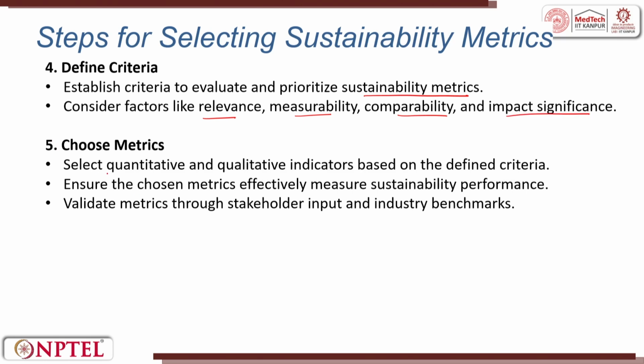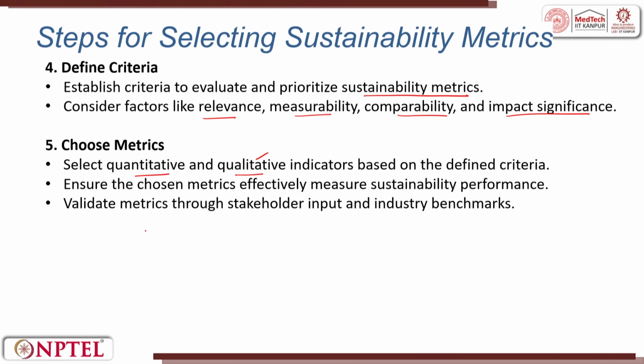Then we have to choose the metrics. Select quantitative and qualitative indicators based on the defined criteria. Quantitative means we have taken specific quantified data. For example, carbon footprint is quantified data. For example, energy consumption is quantified data. Now, qualitative data, for example, pollution yes or no, treatment yes or no, beyond specific limits pollution going or not, yes or no. This yes or no is a kind of qualitative data. We choose the metrics accordingly. Ensure the chosen metrics effectively measure sustainability performance. Validate metrics through stakeholder input and industry benchmarks.